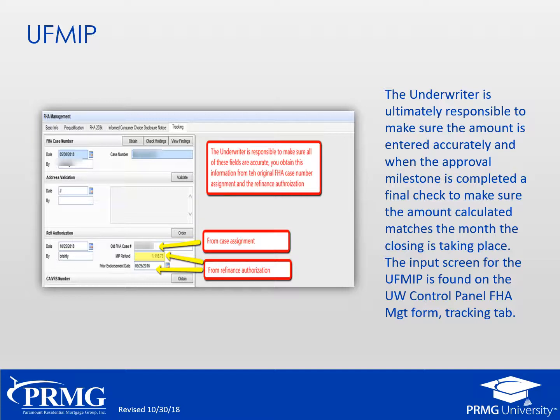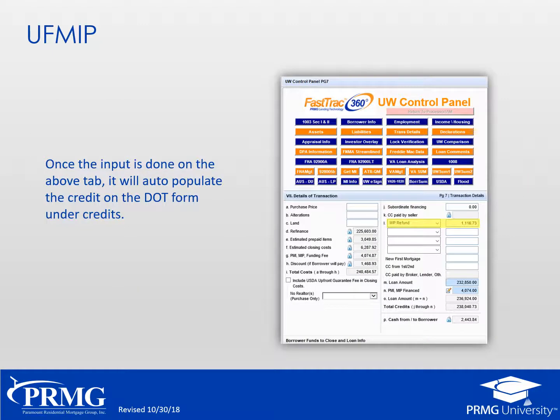The underwriter is ultimately responsible to make sure the amount is entered accurately, and when the approval milestone is completed, a final check to make sure the amount calculated matches the month the closing is taking place. The input screen for the UFMIP is found on the Underwriter Control Panel, FHA Mortgage Form Tracking tab. Once the input is done on the above tab, it will auto-populate the credit on the DOT form under Credits.